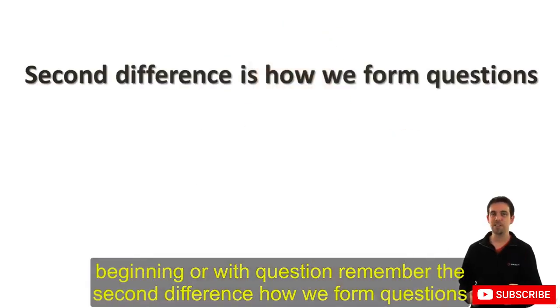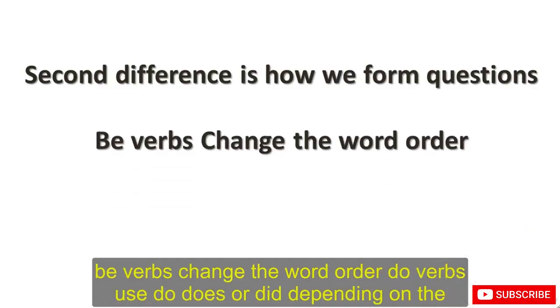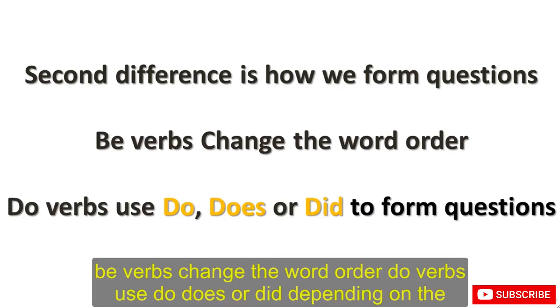Remember, the second difference is how we form questions. Be verbs change the word order. Do verbs use do, does, or did, depending on the situation.